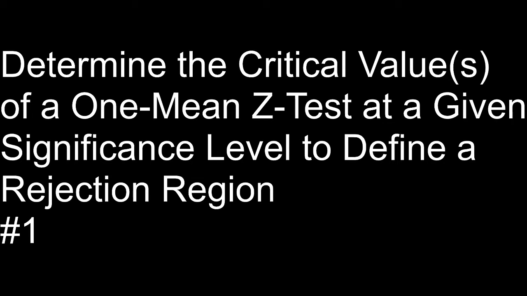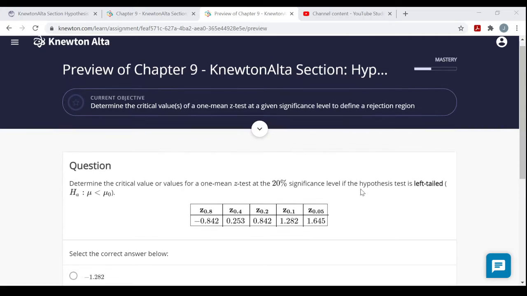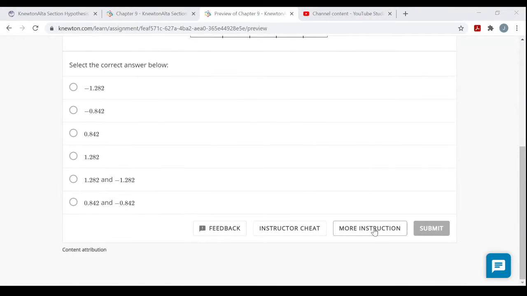And this is number one. This is the first video on this, so I'll take a little more time to explain things as we go along. Let's take a look at the problem in your Newton Alta homework. If you're unfamiliar with the topic, click on more instruction, look at their videos, their examples, their notes, and hopefully that helps you.